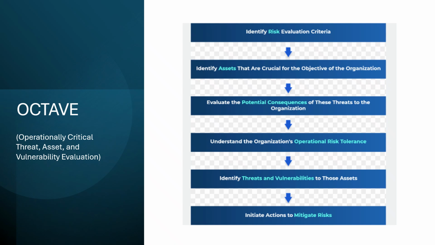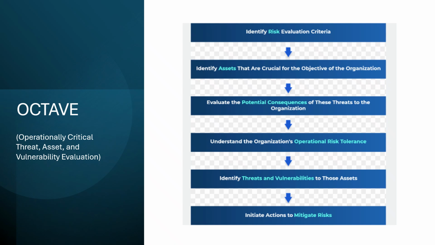1. Build asset-based threat profiles, which identify critical assets, evaluate their value, and determine potential threats. 2. Identify infrastructure vulnerabilities, which assess technical weaknesses and security practices. And 3. Develop a security strategy and plans, which prioritize risks and recommend mitigation measures.